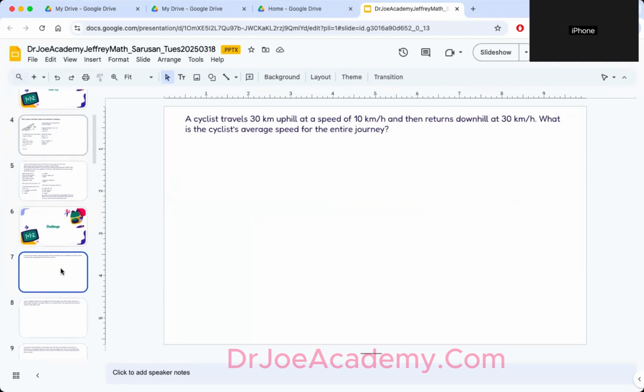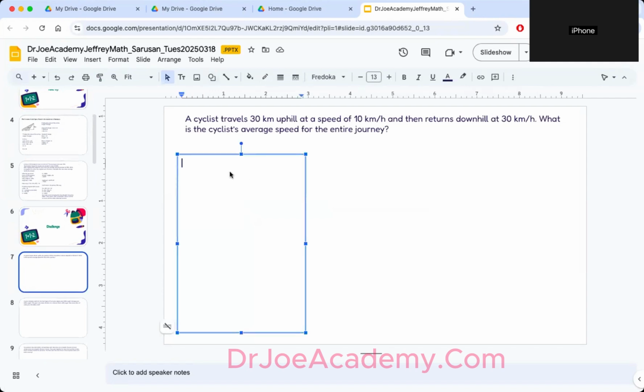Here is our first challenge. A cyclist travels 30 kilometers uphill at a speed of 10 kilometers per hour and then returns downhill at 30 kilometers per hour. What is the cyclist's average speed for their entire journey? Like per kilometer. No, no, like per hour. Yeah, so the speed is going to be in units kilometer per hour. Okay. I'll write that down. Speed, kilometers per hour.